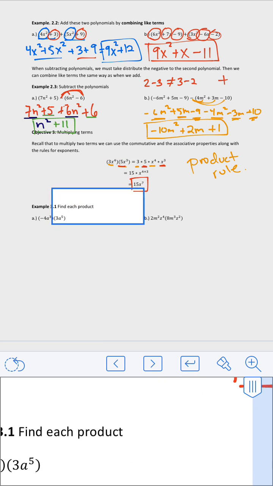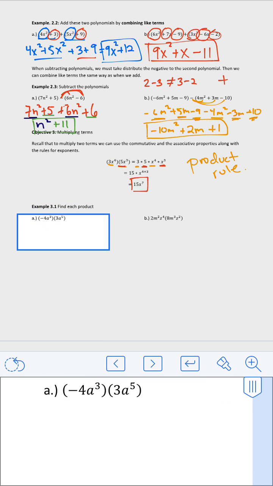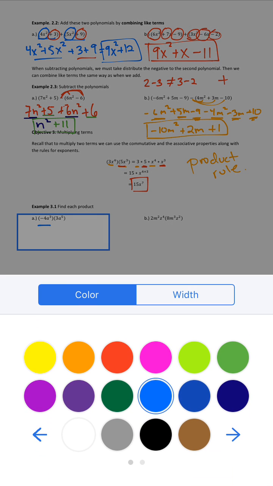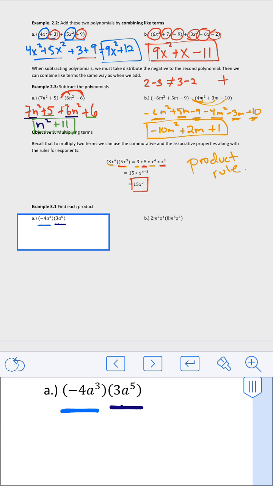Awesome. Let's try that out with something like this. So let's try the same thing. I've got this first term here, negative 4a cubed. Got this second term here, 3a to the 5th. Sweet. I'm going to rewrite this so that I split it up by coefficient and by variable, because we know that technical term now. So the coefficients will go over here. The variables will go over here.